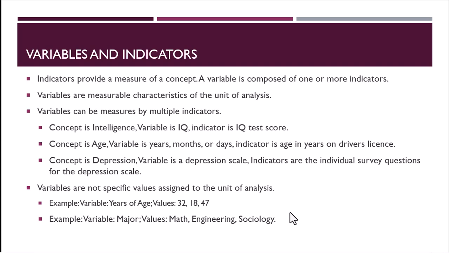So we have some examples here. If our concept is intelligence, we might define that as, okay, we're going to measure intelligence by looking at your IQ score. So our variable is going to be IQ. Our indicator for that is IQ test score. If we came up with multiple aspects of intelligence, so that maybe an IQ test is not our only measure, those would be other indicators that we would use to measure this overall concept or variable of intelligence.